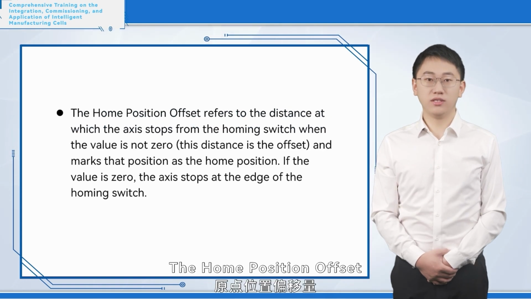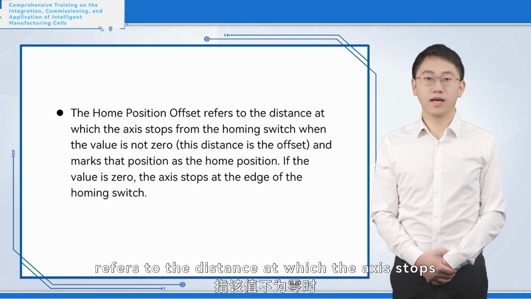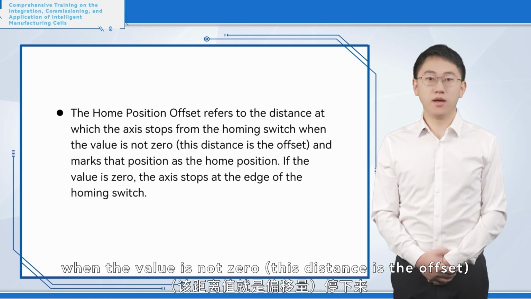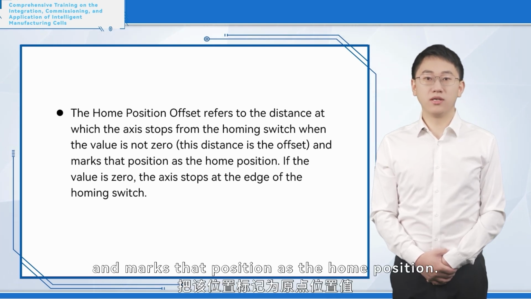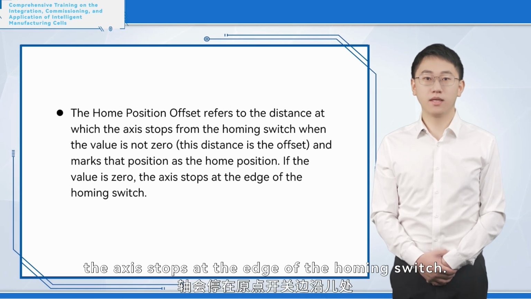The home position offset refers to the distance at which the axis stops from the homing switch when the value is not 0. This distance is the offset, and that position is marked as the home position. If the value is 0, the axis stops at the edge of the homing switch.